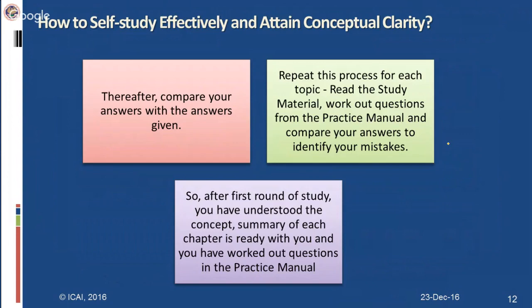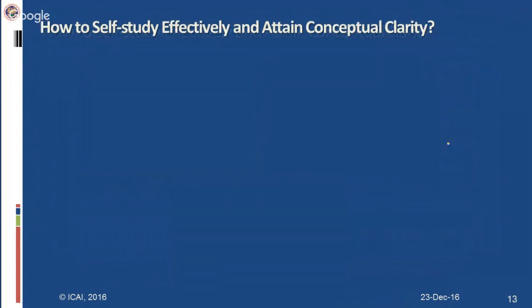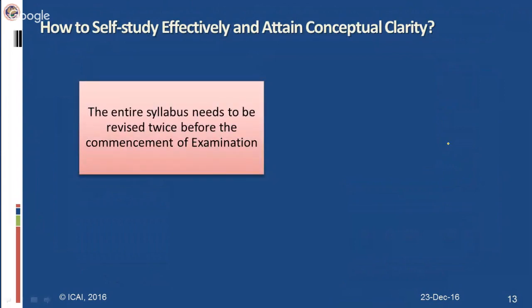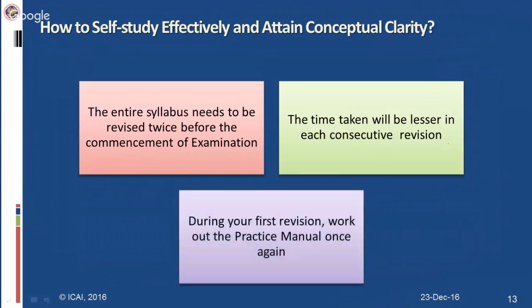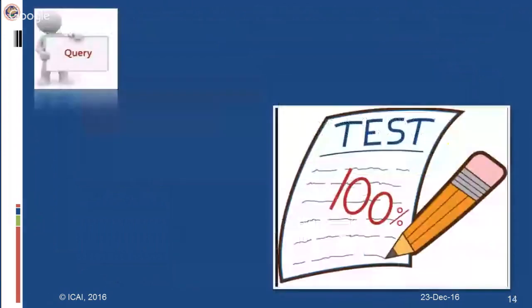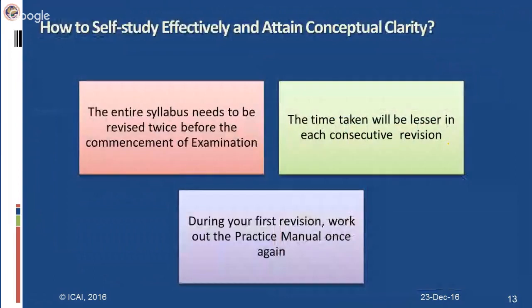Then redo the practice manual once again. When you're doing it the second time, whatever mistakes you had knocked out the first time, whether lack of conceptual clarity or lack of application, that should not be there. So the second time doing it is very important. Doing the practice manual once won't suffice. Minimum you have to do it twice. So the entire syllabus needs to be revised twice before the examination. Of course, with each consecutive revision, the time taken will be lesser. This I've already told you. So after you finish the practice manual, then what you do?